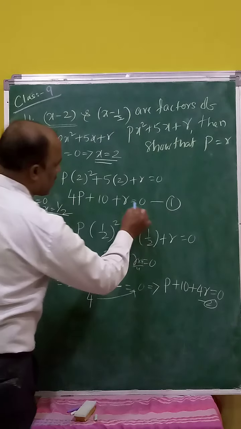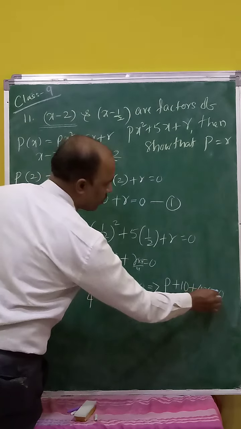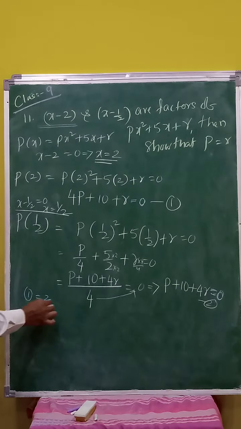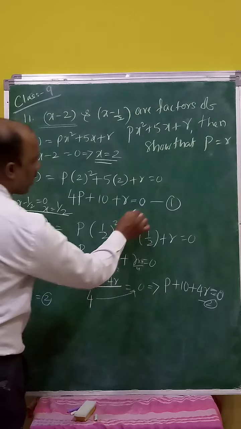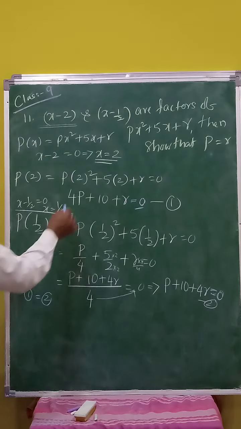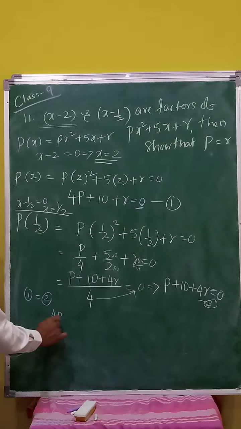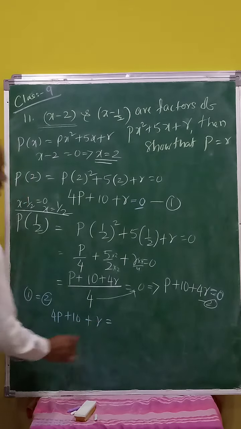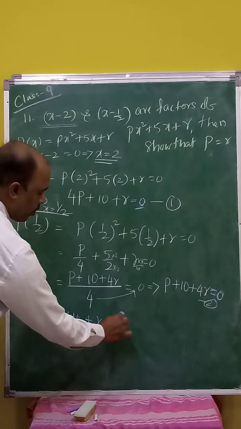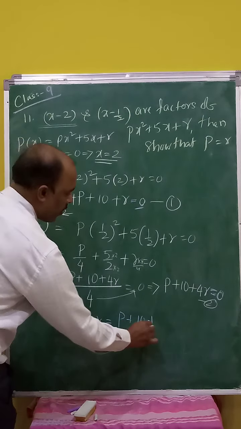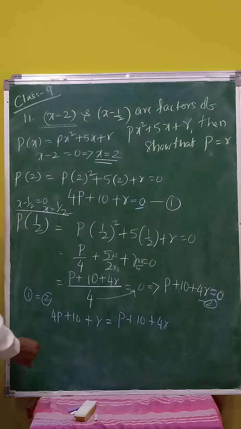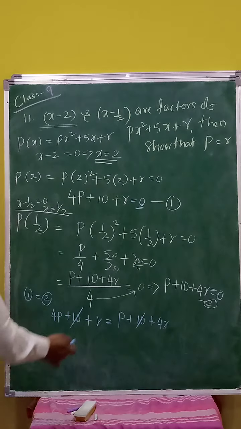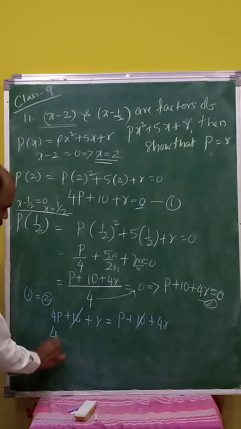Now both are factors. That means the first one is equal to 0 and the second one is also 0. Now equate 1 and 2. Why are we equating both? Because both are equal to 0 only. So 4p plus 10 plus r is equal to P plus 10 plus 4r. First cancel 10 and 10, both sides the same. Now separate the variables. P on the left side, 4p.